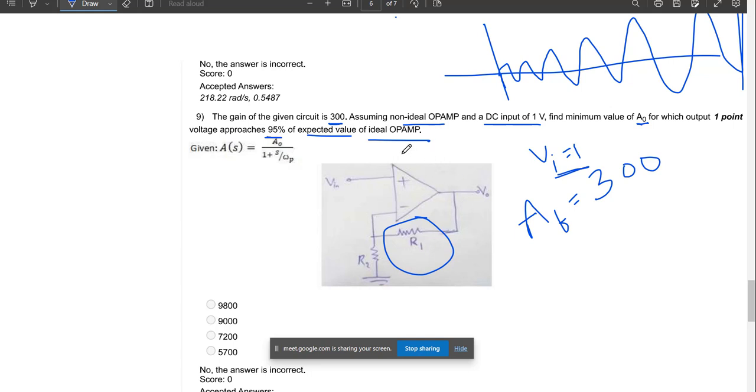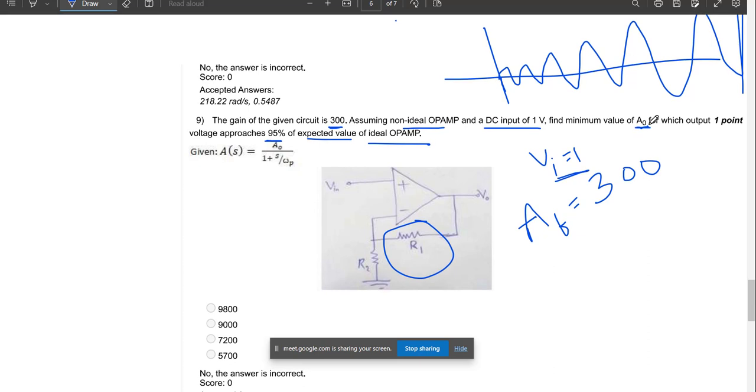So what you have to do is first assume it is an ideal op-amp and find out the gain, then make it 95%, and then put it here and find out the minimum value of A0. Try to solve this question and then we'll discuss it. I'm giving you 5 minutes.